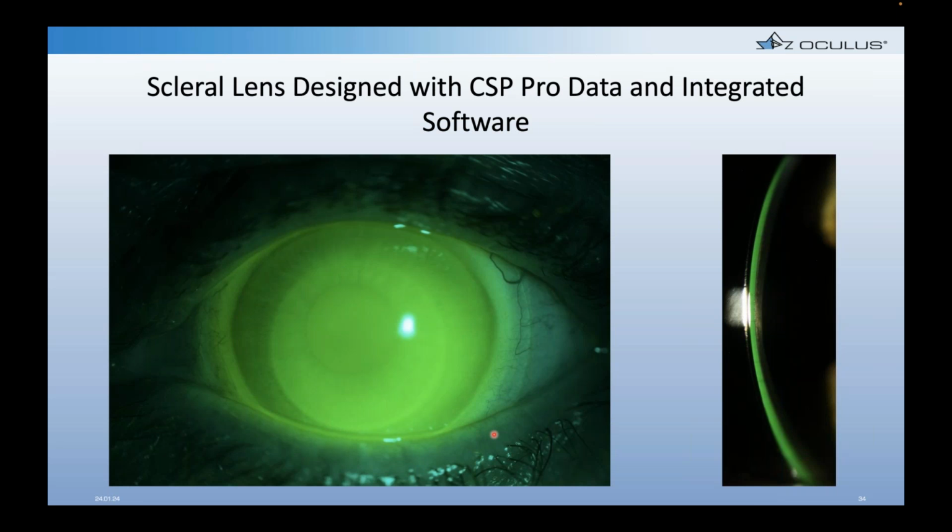And again, this is that same eye that I just showed you, using the CSP Pro data with integrated software, where we uploaded it and it created a lens. And you can see the picture on the right. The vault is really good, certainly very dispensable, somewhere in the 300 to 350 range. Our fluorescein pattern on the general fit on the left looks nice and uniform. So again, one lens fit out the door to try it at least, and then come back for reevaluation and potential modifications in a week or two.